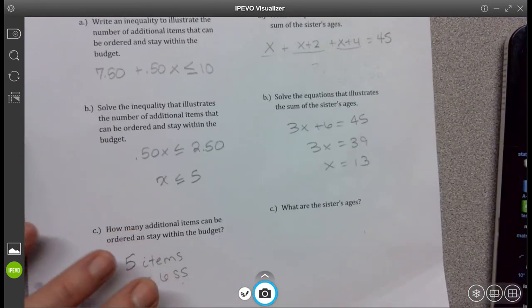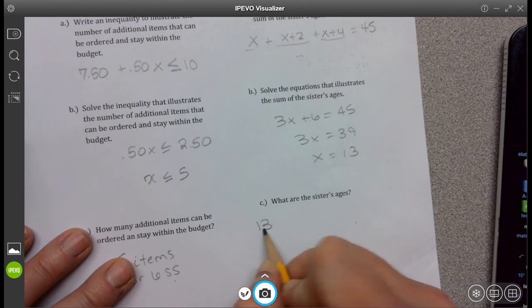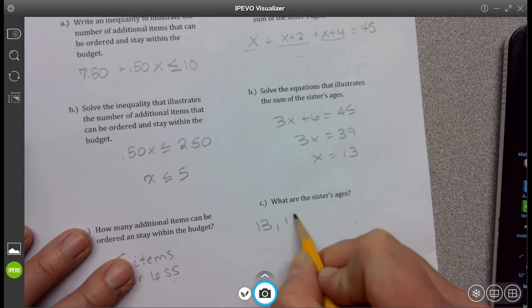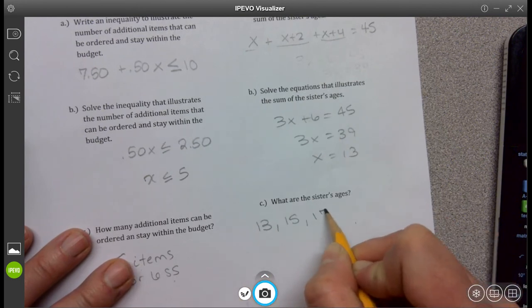Well, your answer is not 13. It says, what's the sister's age? Well, 13 plus 2 is 15. 13 plus 4 is 17. Okay, so your test is just like this, so make sure you know what you're doing.